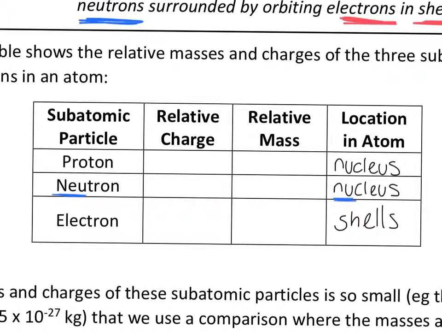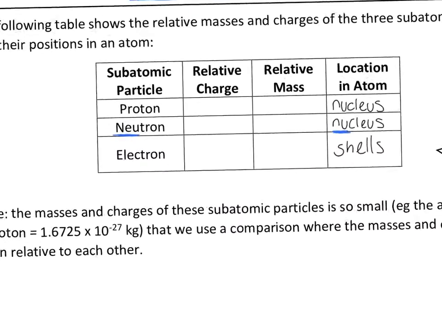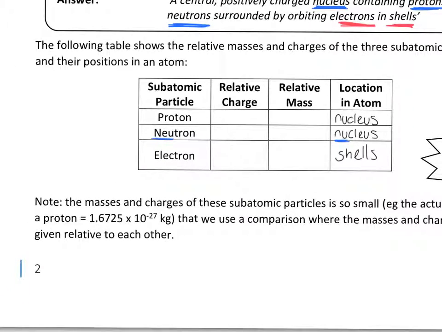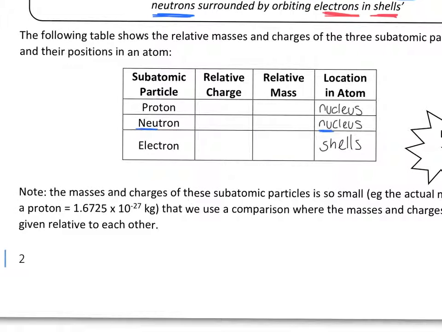Well, I want to start off, first of all, with the relative mass. If you have a look on down in your notes, you'll see that it's explained that actually the actual mass of a proton is 1.6725 times 10 to the minus 27 kilograms. So that is really, really light. There's no way we could ever measure that. We could never weigh that on a set of scales that we own. And we could never work with those sorts of numbers. They would just be really, really small.